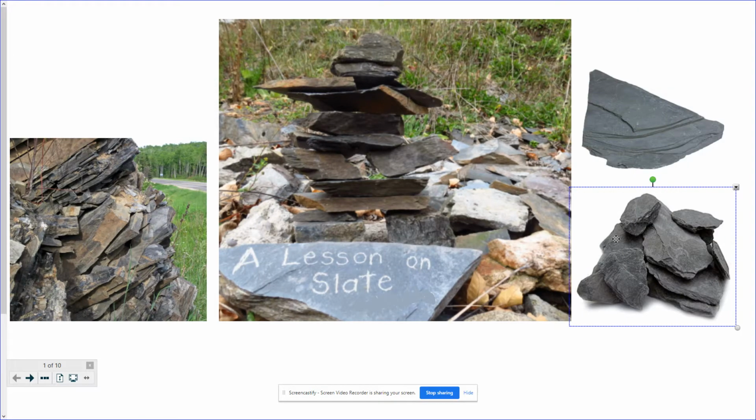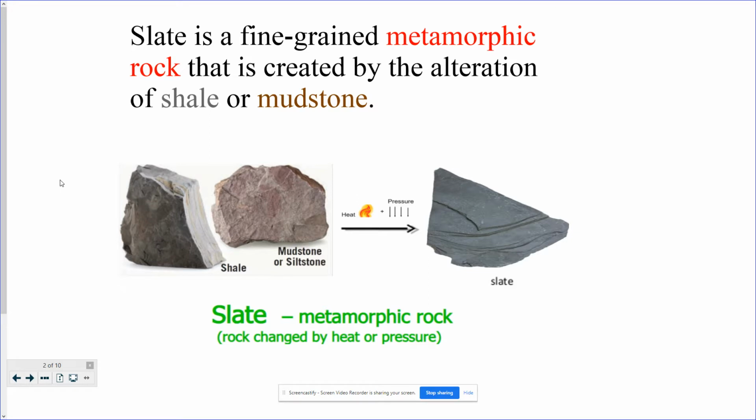All right, so this is a lesson on slate, the rock slate. One of your rocks in there is slate, which is a fine-grained metamorphic rock. Remember, that means a changed rock. It's created from the alteration or the changing of shale or mudstone. These two right here are mudstone and shale, and these are sedimentary rocks with a little bit of heat and pressure. It turns into slate. So it means it's changed by heat and pressure. Metamorphic.